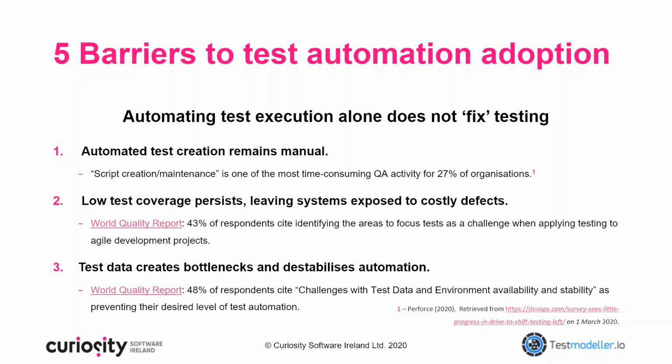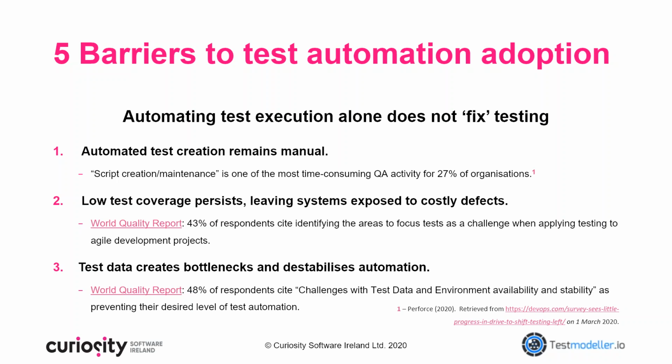Okay. The reality is that a lot of automated testing is still manual. You still have to manually go in and actually create test scripts. Okay, and then furthermore to that, once a script is created, throughout the life cycle, and as long as that script persists, you have to keep maintaining it and keeping it alive. Okay, so script creation and maintenance is still very much manual in automated testing. And it's one of the most time-consuming QA activities for over 20% of the organizations from a recent survey.